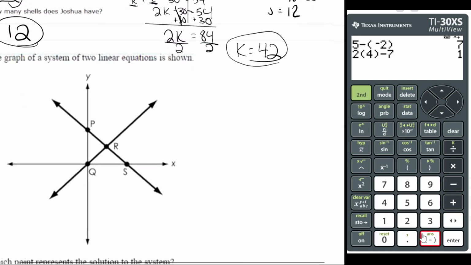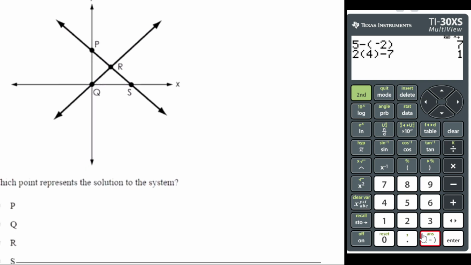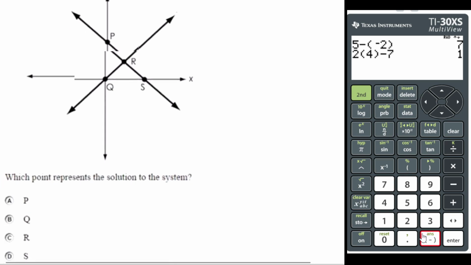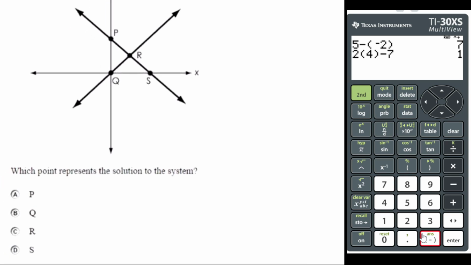The graph of a system of two linear equations is shown. Which point represents the solution to the system? There's no real long explanation for this one. The solution to a system of equations is where the two lines cross. Where do our two lines cross? At R. So it's R.